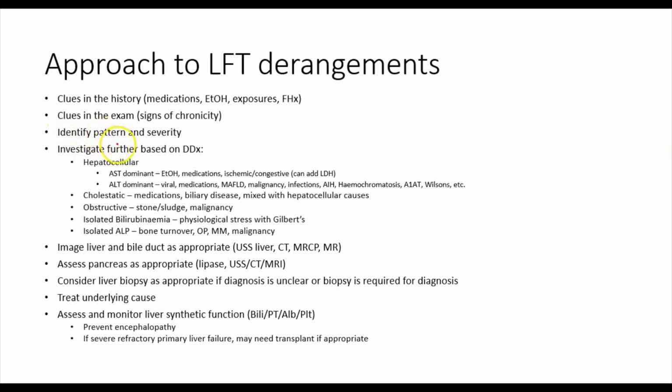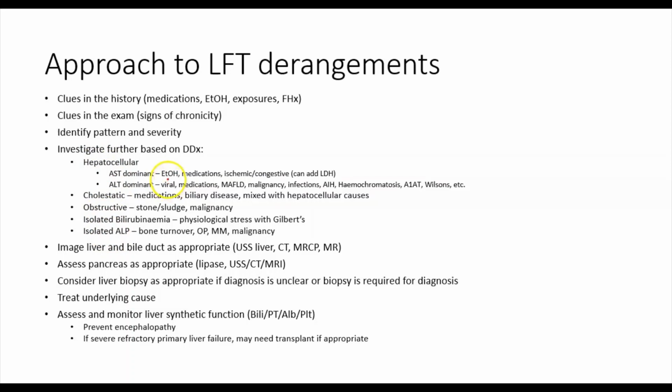As in, is it only mildly elevated, 2 to 3 times the upper limit of normal, or is it moderately elevated up to about 1,000, or is it severely elevated where the ALT and AST can be several thousands. And based on the pattern and severity, we can then form a more narrow differential diagnosis and then investigate further based on our differential, which we've discussed and is summarized here.